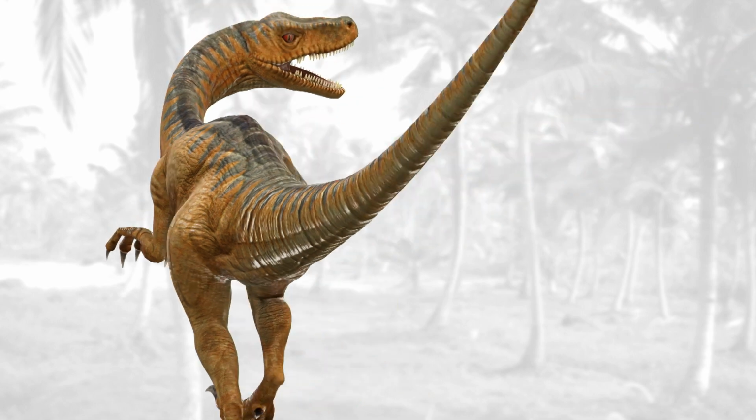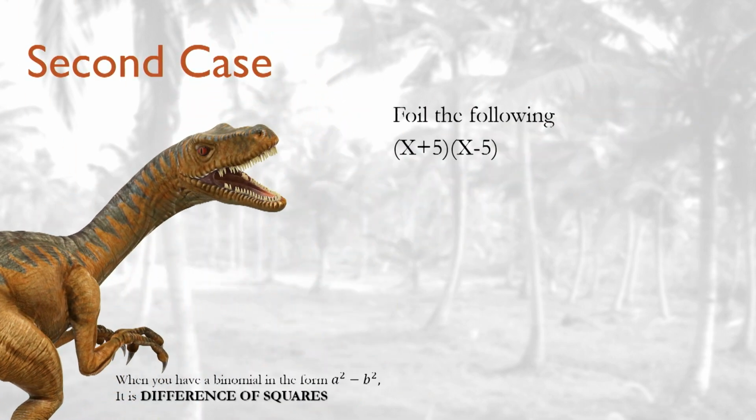let's look at this one. This is our second case. Now, when I have a binomial that's in this form, a squared minus b squared, it's called the difference of squares. So that means it's going to be a subtraction problem. And it looks like this.